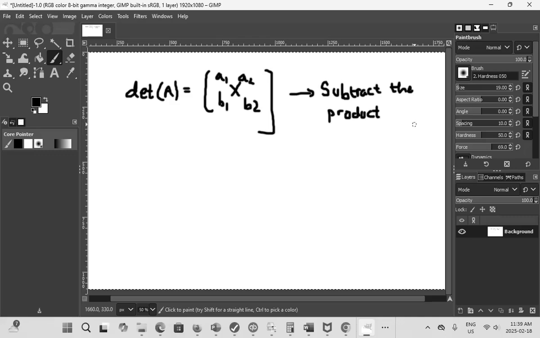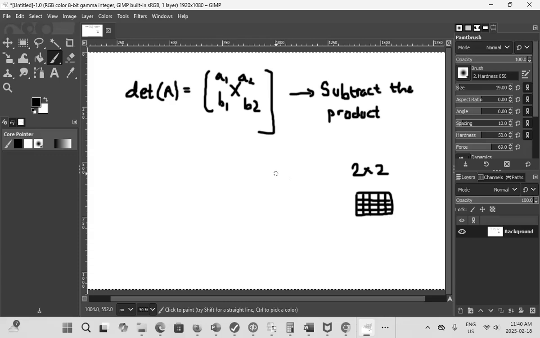Now when it comes to determinants, determinants are basically the product of two variables that are lined up diagonally on a square matrix. Your square matrix is also called a 2 by 2 matrix. A square matrix is where the number of columns equals the number of rows.